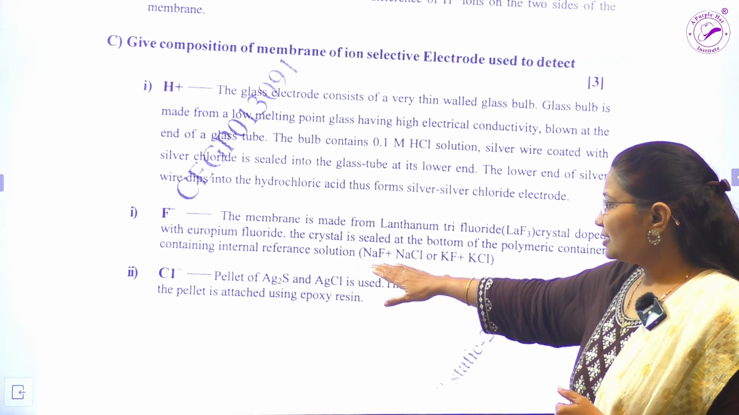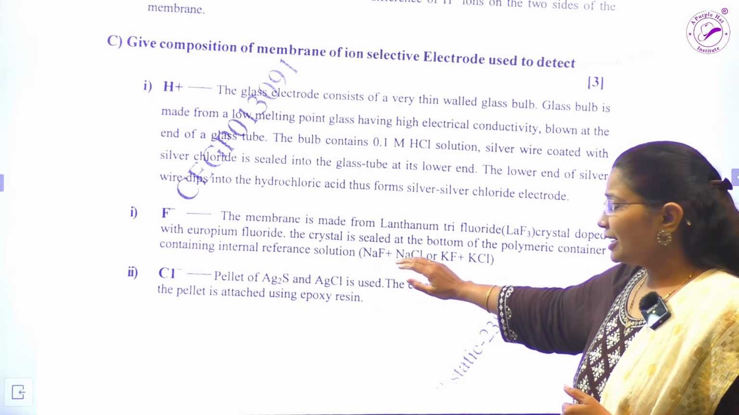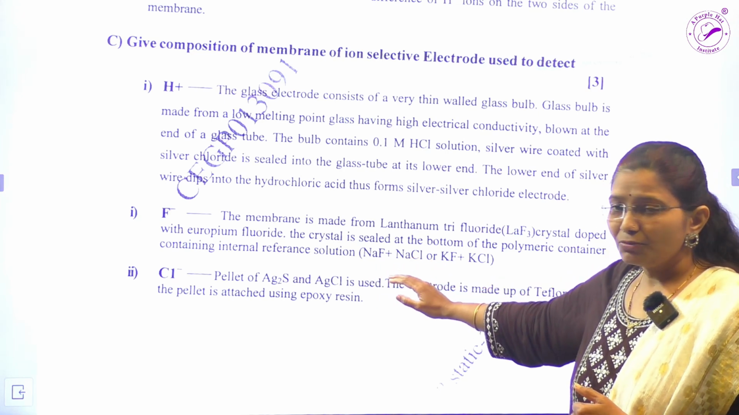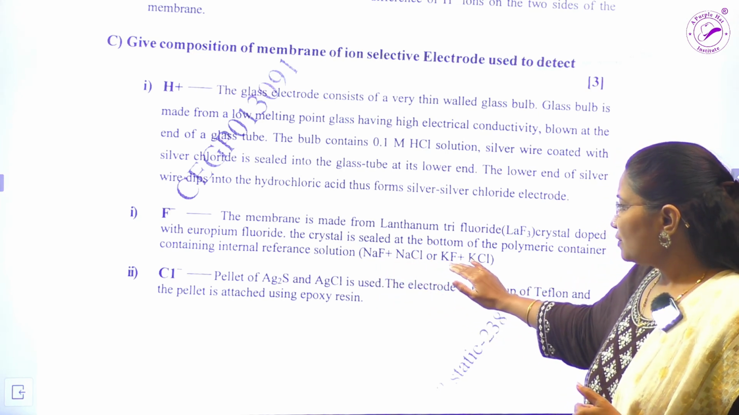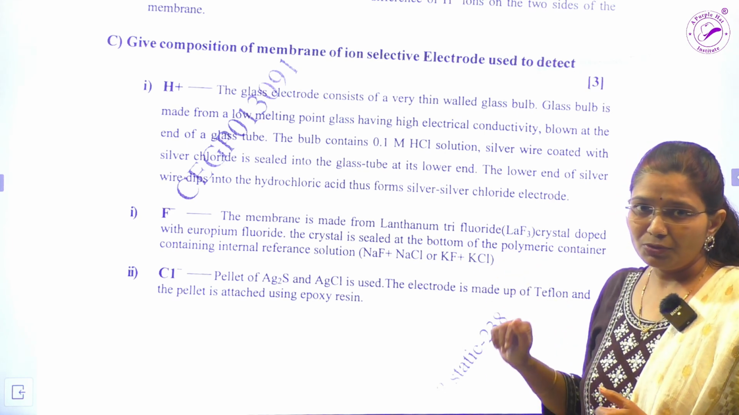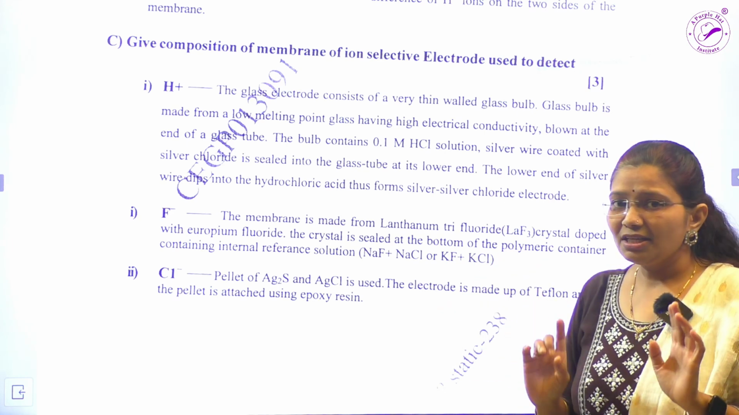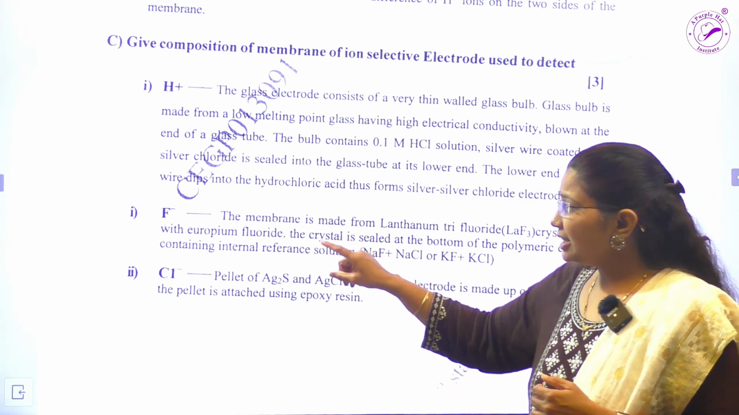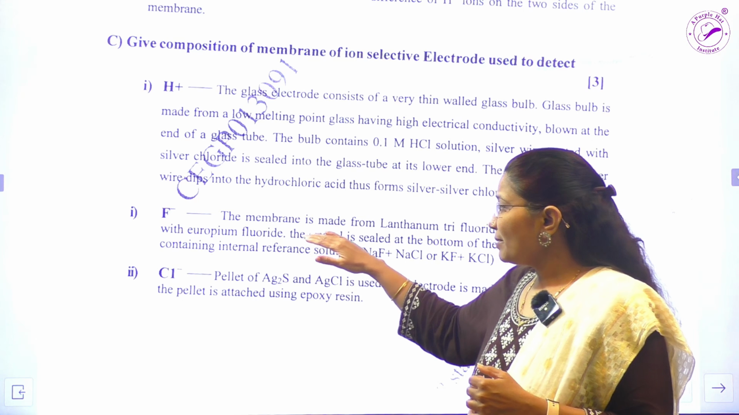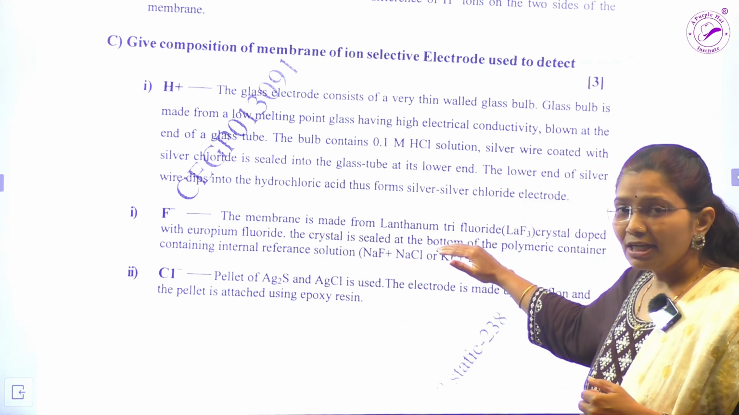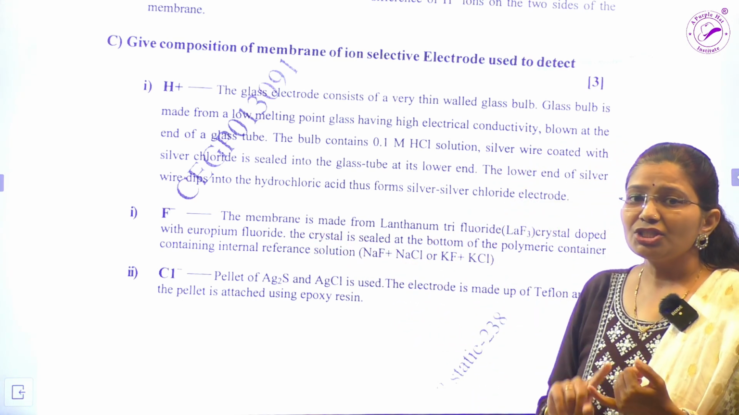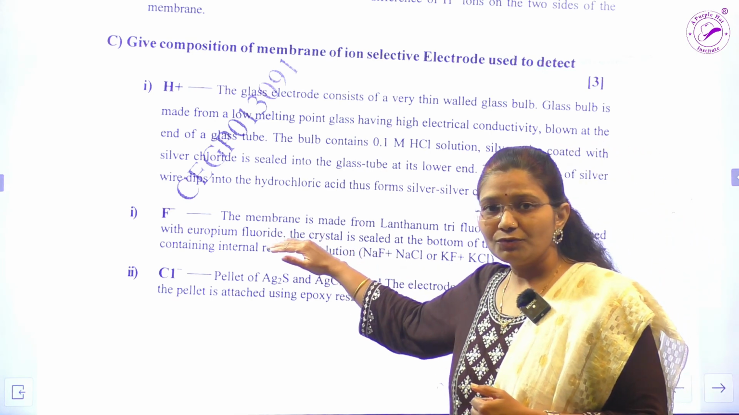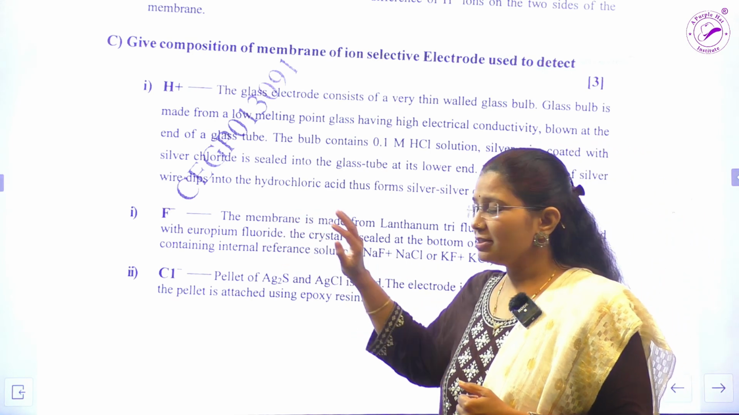In that internal reference solution, sodium fluoride in the presence of sodium chloride, or potassium fluoride in the presence of potassium chloride, is there. So mainly here you have to mention that there is a membrane to detect the F minus ion. The membrane is made up of lanthanum trifluoride crystal, which is doped with europium fluoride. That is your main answer.